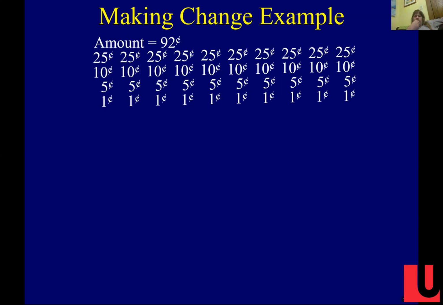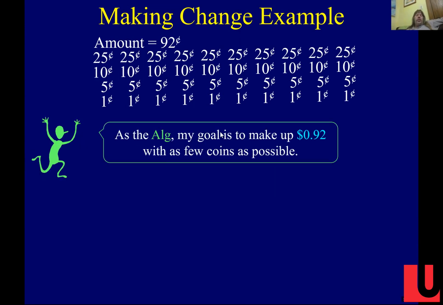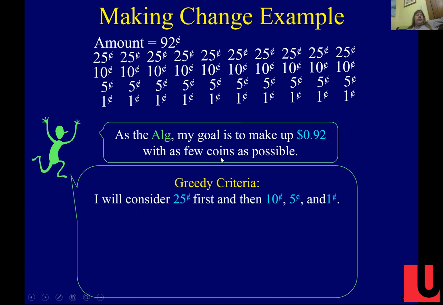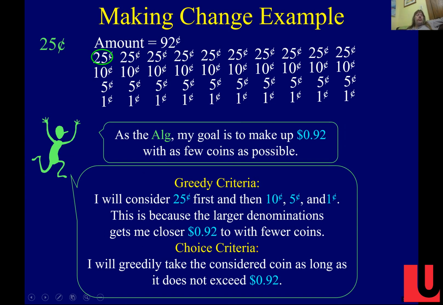Let's play that game for the making change example. Just as a reminder, we have all these coins and our goal is to make up 92 cents with as few coins as possible. So we're going to consider the quarter first. Here we take the quarter, we take the quarter, we take the quarter. Oh, we can't take a quarter because it's too much, right?